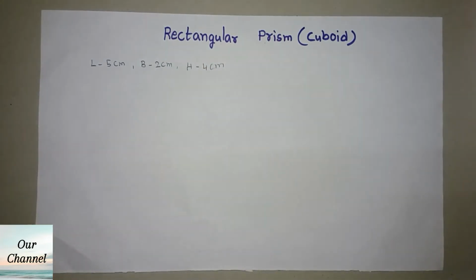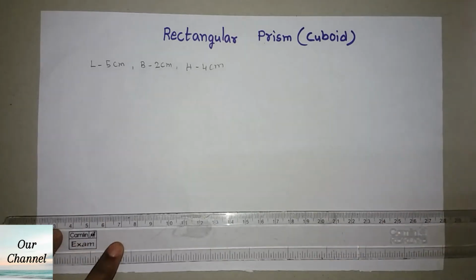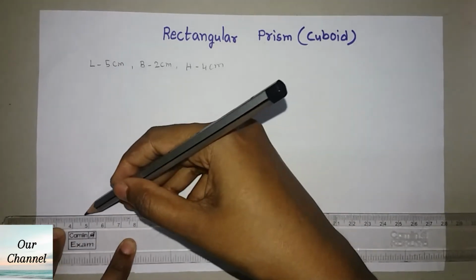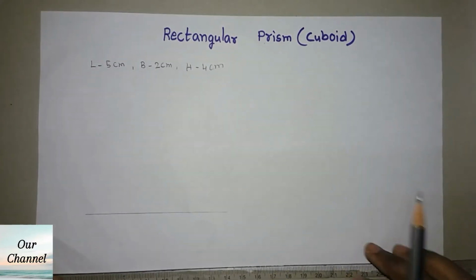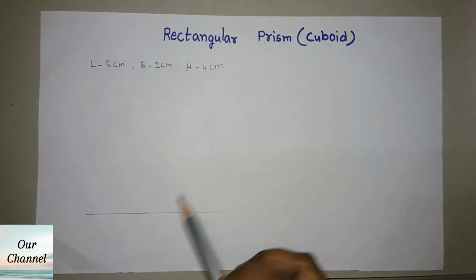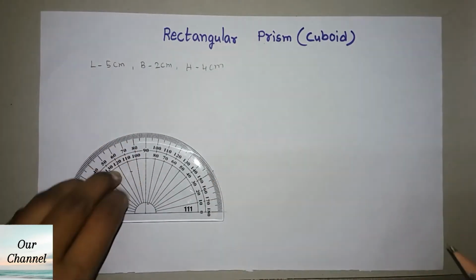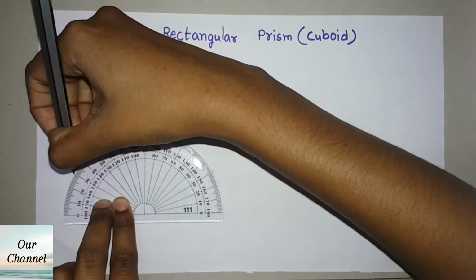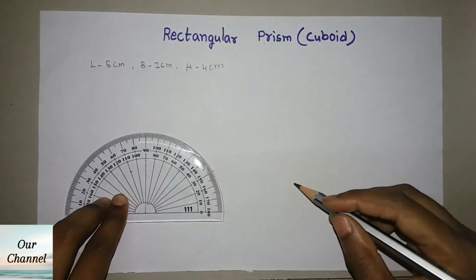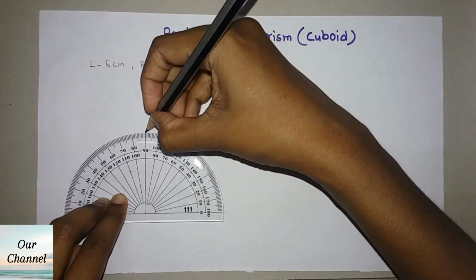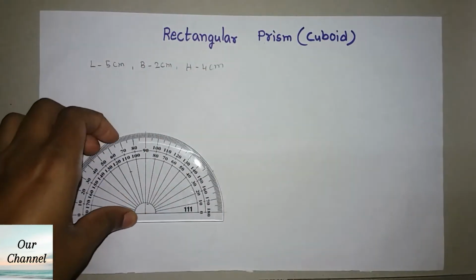First we will be drawing the isometric view of the rectangular prism. Whenever you are drawing any isometric view, you have to draw a straight line first. See here, a straight line, and then mark any point. From that, you draw the lines making a 30 degrees angle, 30 degrees on the right side and 30 degrees on the left side. Similarly, we need to draw a perpendicular line also, that is 90 degrees. I kept the mark here, 90 degrees.